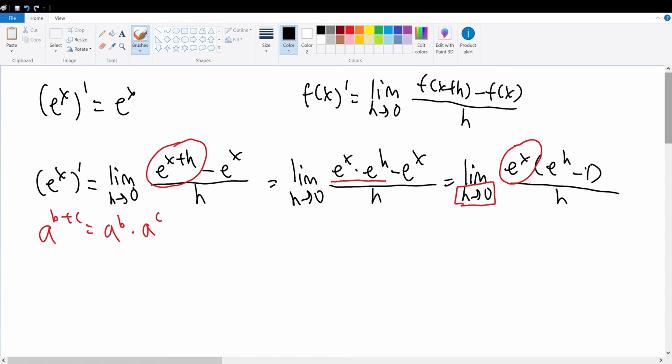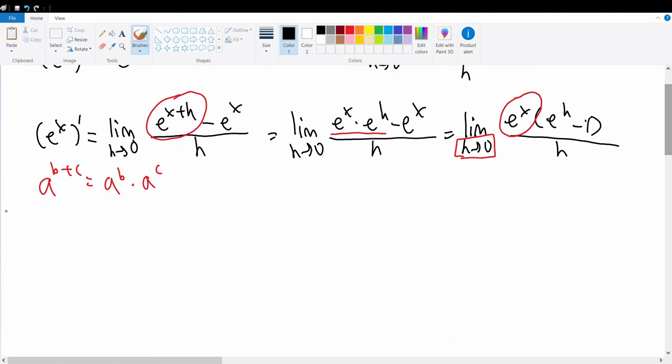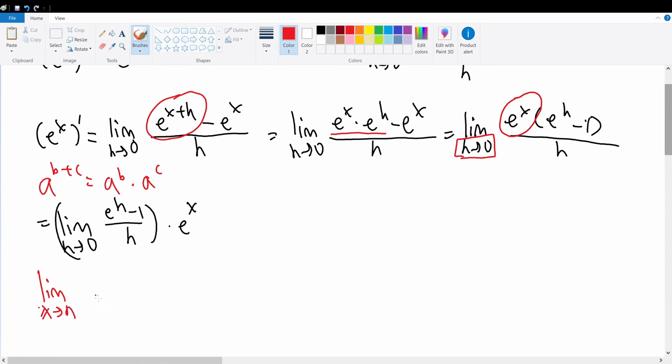Therefore, we can take e to the x outside of this limit to be equal to the limit as h goes to 0 of e to the h minus 1 divided by h, times e to the x, as a result of e to the x being a constant in our limit. And we can do this because of a limit property, which states that the limit as x approaches any number n of a constant c times a function f of x is equal to c times the limit as x goes to n of our function of x. So we have obtained this limit as a result.